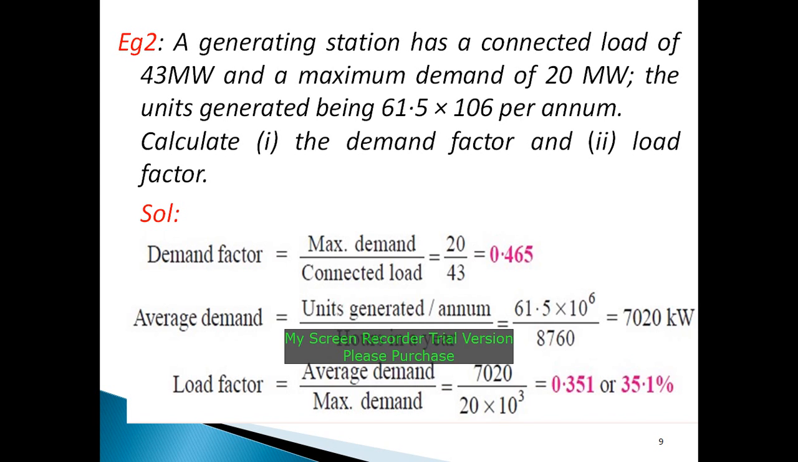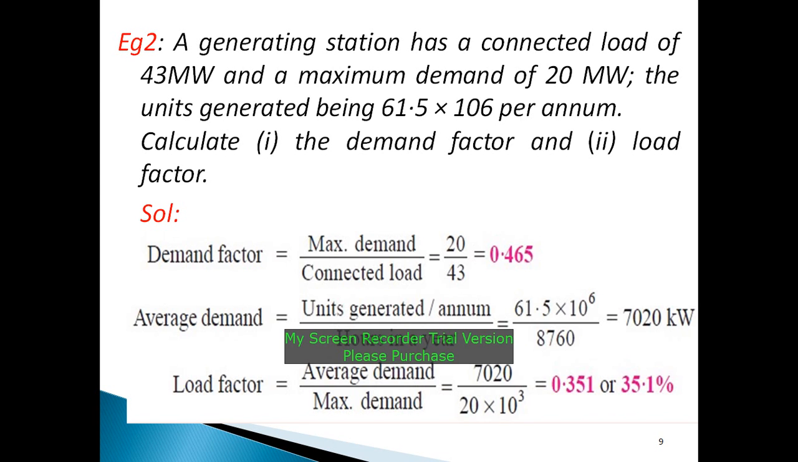Then we can calculate the average demand. Average demand is the number of units generated per annum divided by the number of hours in a year. Both are available in the problem: units generated per annum is 61.5 into 10 power 6 and hours in a year is 8760. So the average demand is 7020 kilowatt. Next, what is load factor? Load factor is the average demand by maximum demand. Sometimes average demand is referred to as average load. So, average demand by maximum demand.